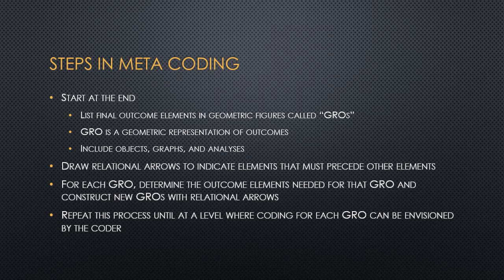We can draw relational arrows to indicate elements that must come before other elements. For each GROW, we can determine the outcome elements we need for that GROW and construct new GROWs with relational arrows. That is, we're now coming down to a little bit more finer tuning. And we repeat this process over and over until we're at a level where we're comfortable with coding, where for each GROW, we can envision what it is we're going to need to do when we write in R. So let's look at an example.